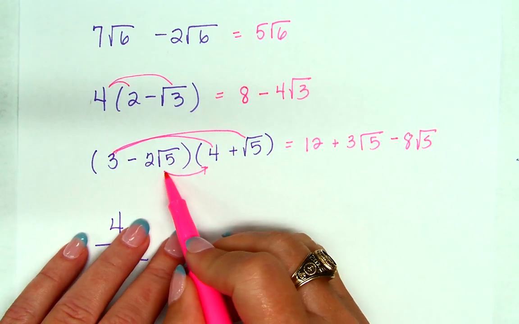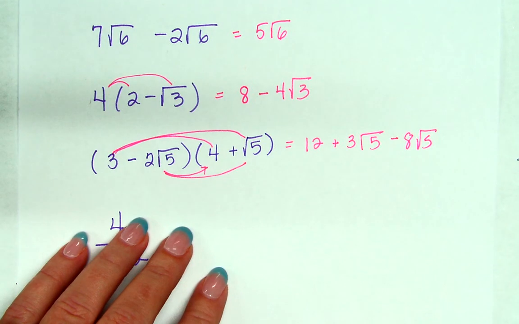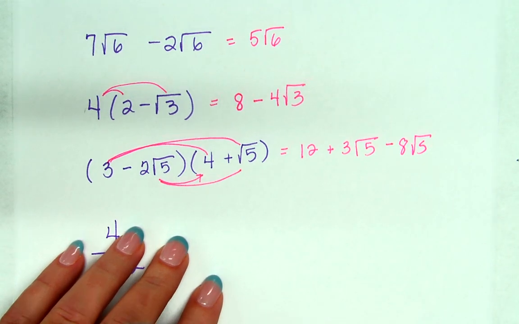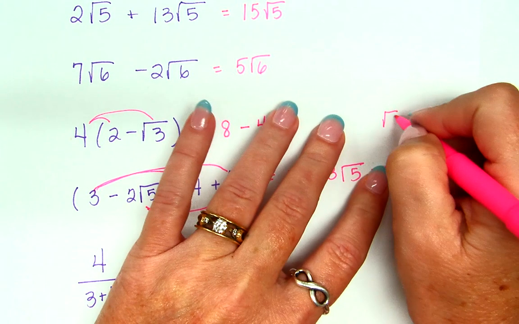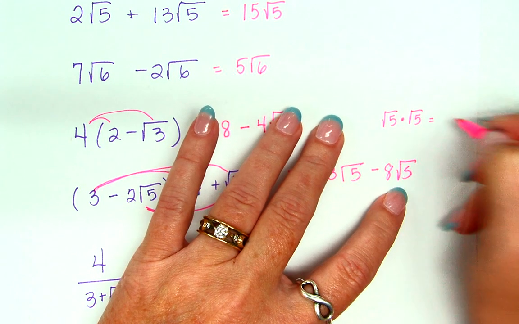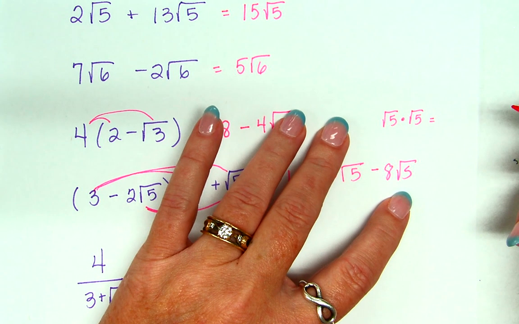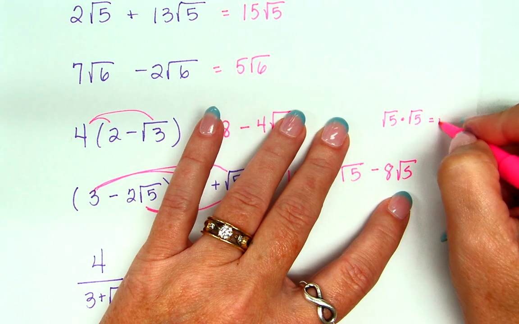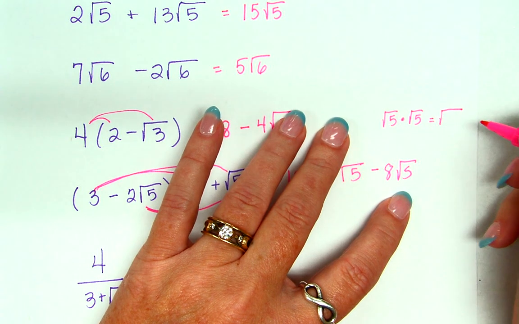And then negative 2 root 5 times root 5. Wait, so it's just cross multiply? What is root 5 times root 5? Root 5 squared. 5. Uh-huh. 25.